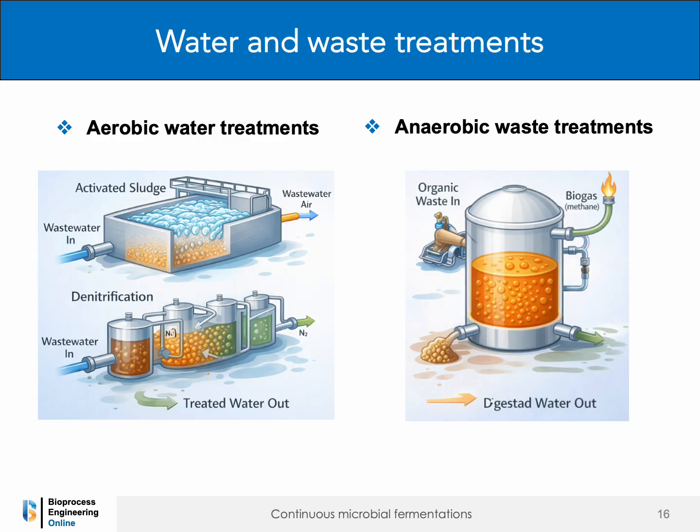At large scale, continuous fermentation processes are widely applied in water and waste treatments. Continuous aerobic processes are commonly used for water treatment, such as activated sludge systems in biological denitrification. In addition, continuous anaerobic digestion is extensively employed for the treatment of organic wastes and for the production of methane-rich biogas.